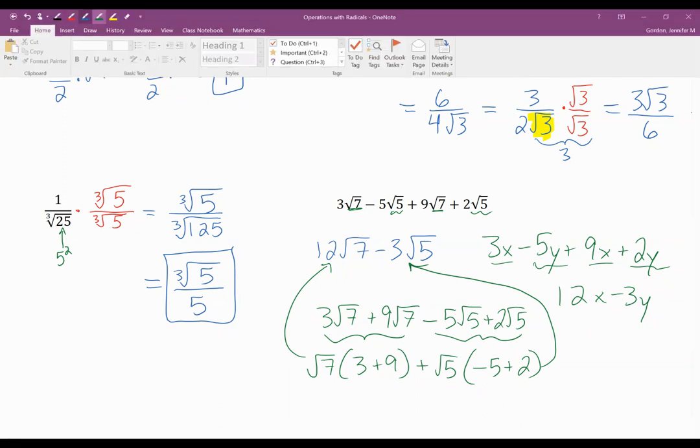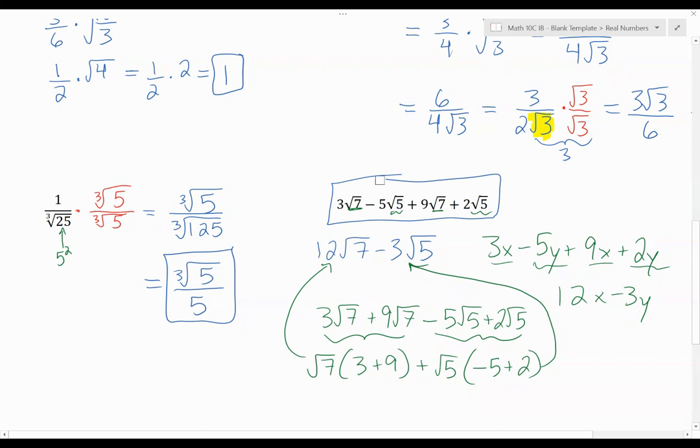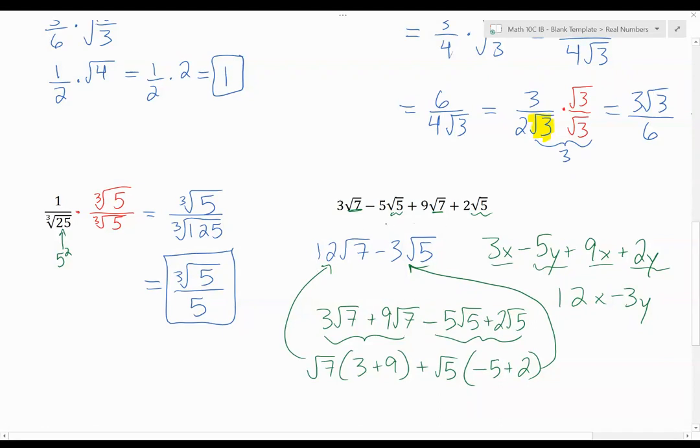So we can only add and subtract together radicals that have the exact same radicand. That's the root 7 or the root 5.